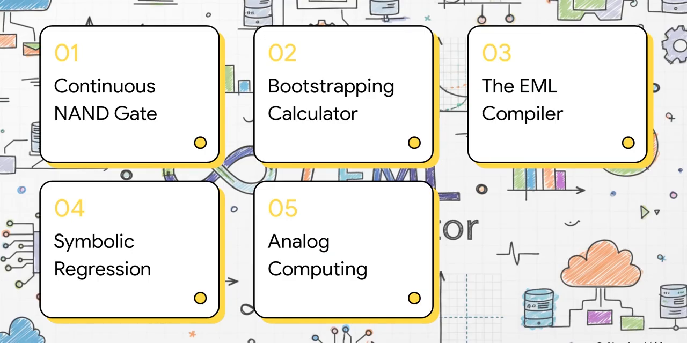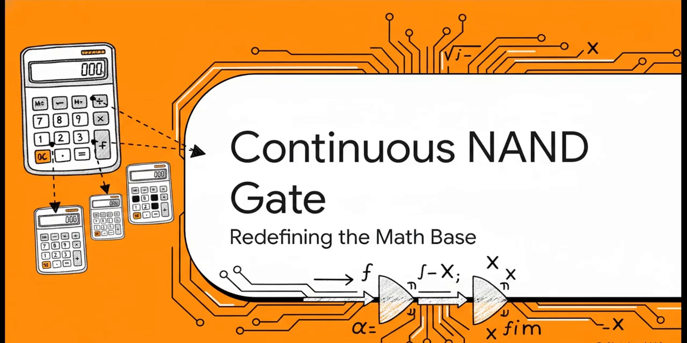First, the continuous NAND gate, then bootstrapping the calculator, followed by the EML compiler. We'll unpack the symbolic regression breakthrough, and finally, discuss the future of analog computing. Let's get into it. Section 1. The continuous NAND gate, redefining the mathematical base.